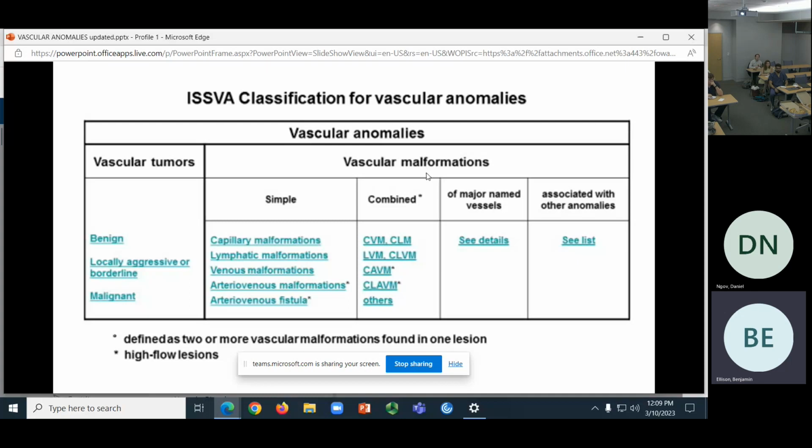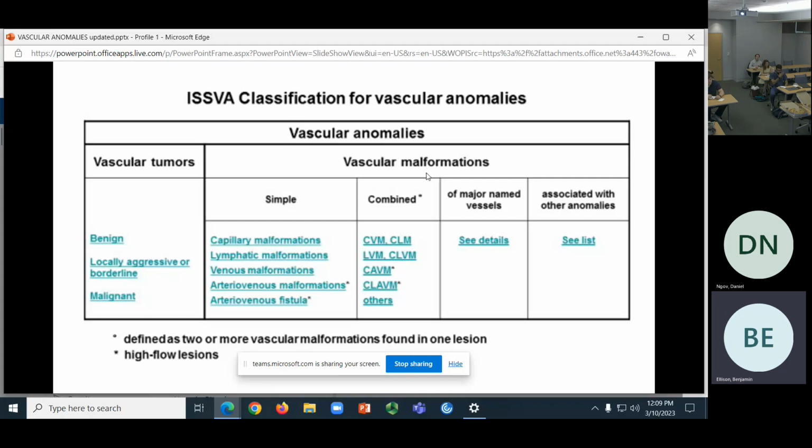If it's from a vein, we call it venous malformation. If it's from a lymphatic vessel, we call it lymphatic malformation. If it's from a capillary vessel, we call it capillary malformation. And if it involves an artery, we call it arteriovenous malformation, because by definition, there's always a communication between the artery and the vein. So that's why we call it arteriovenous malformation.